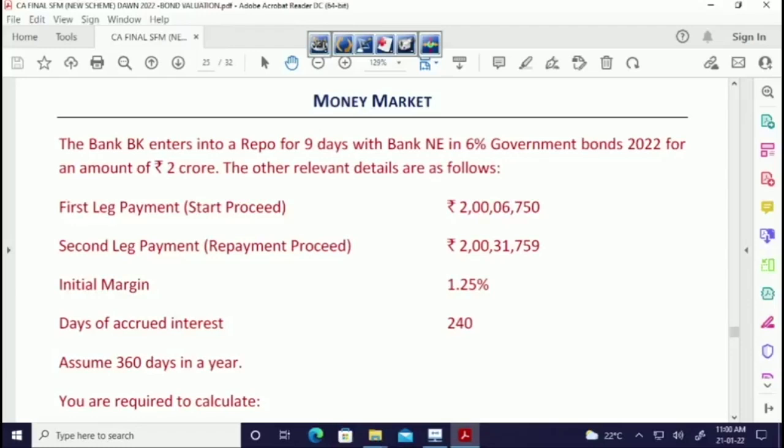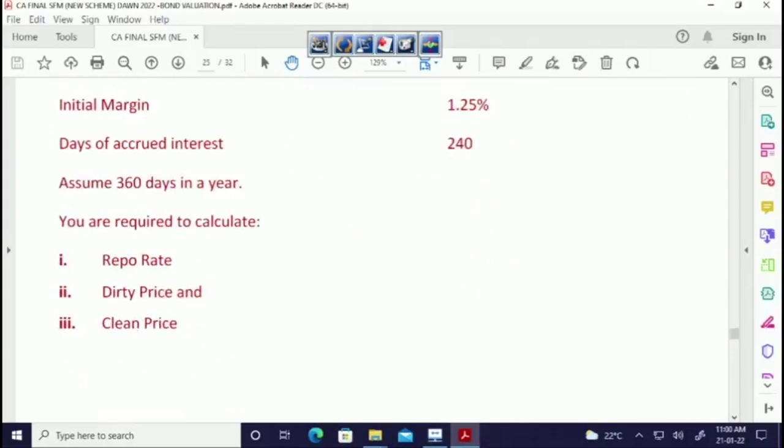The second leg also is given. So after this 2,00,06,750, interest has to be paid for 9 days, and that entire thing comes to 2,00,31,759. I've seen the first one of this type where both the first leg and second leg are given, so it's some back calculation. They're asking us to take 360 days in a year. You are required to calculate the repo rate.